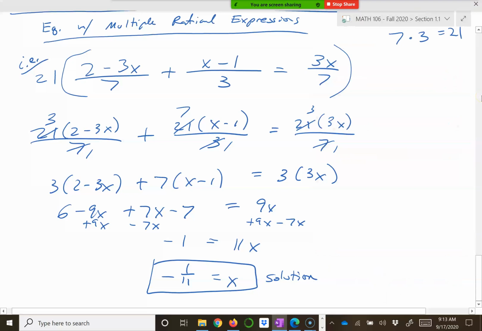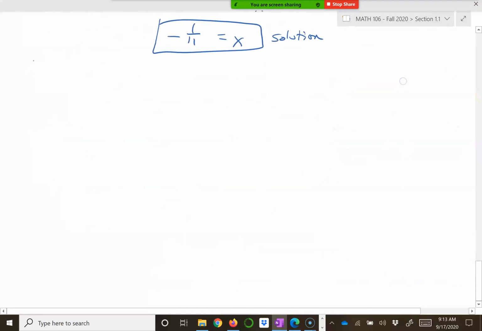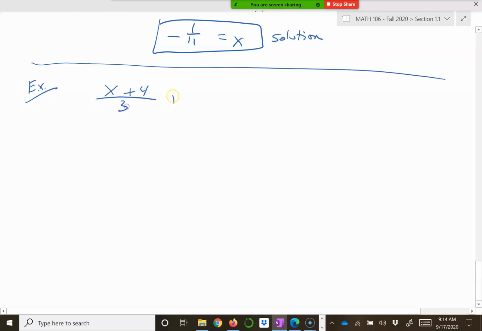All right, here's another one. Again, there's a bunch of fractions. Some no fractions.